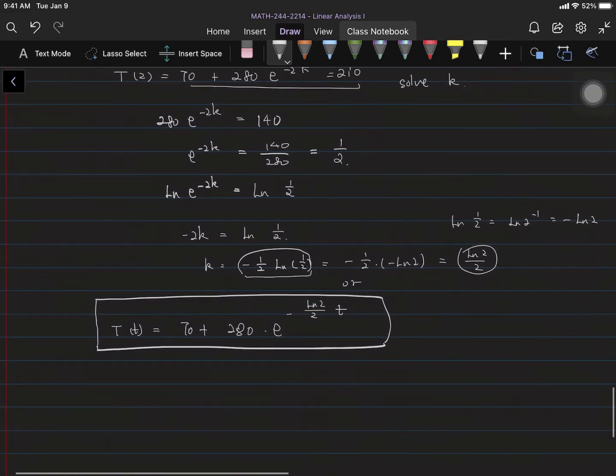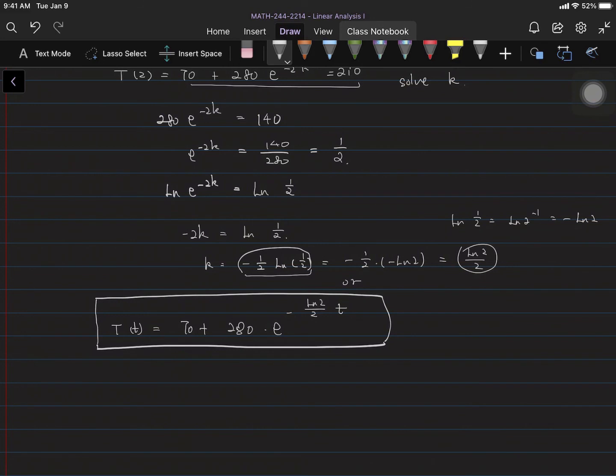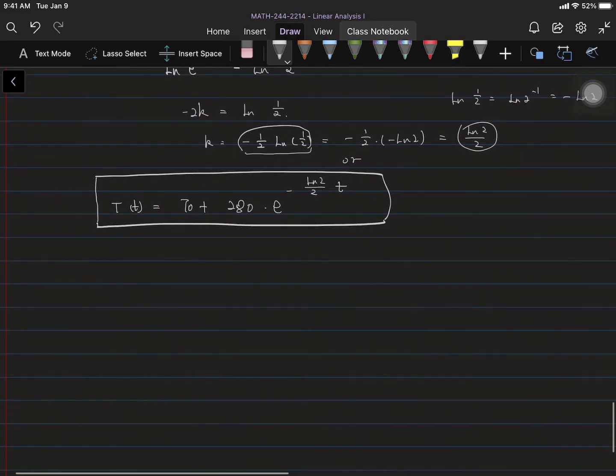Now let's take a look at those two questions. We are going to answer those two questions. The first question: find the temperature after 4 minutes. So just plug in t as 4: 70 plus 280 e to the negative natural log 2 over 2 times 4. Here we can use a calculator, okay? What's the answer? The answer is 140. After 4 minutes, the temperature is 140.